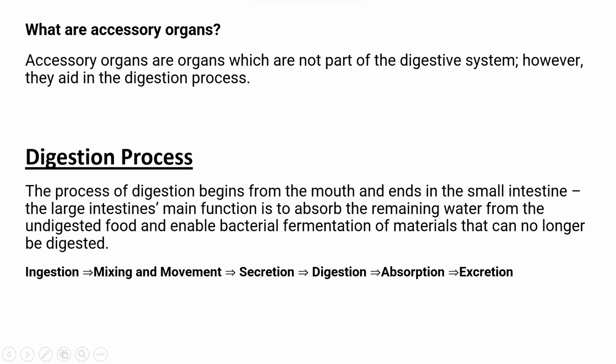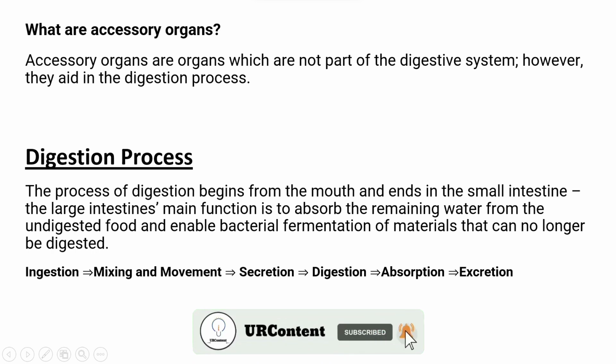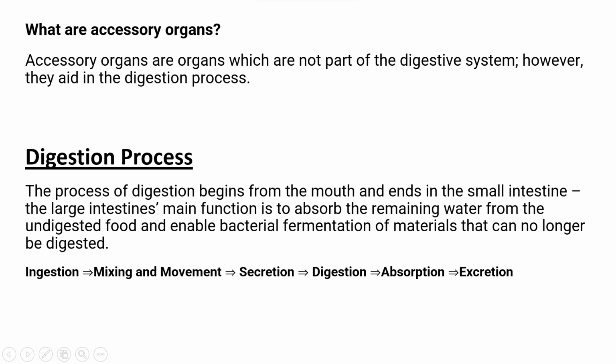What are accessory organs? Accessory organs are organs which are not part of the digestive system. However, they aid in the digestion process by performing many secondary functions. The main accessory organs of the digestive system are the tongue, liver, pancreas, and gallbladder.